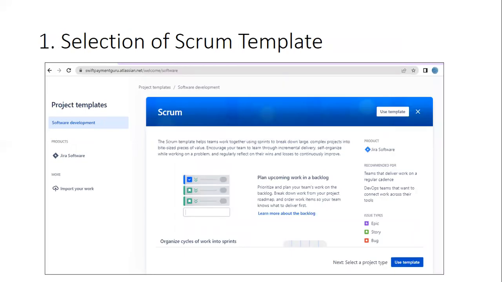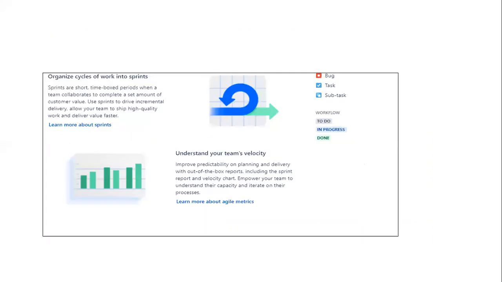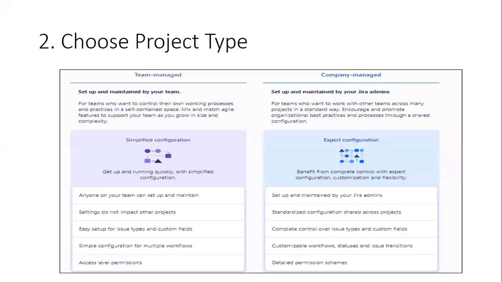I have selected Scrum, so that is how it would look. You can just open Atlassian over there and create your credentials if you are using the trial version, and then you will get this option. It will give you some knowledge about Scrum, and then you need to select the project type. To select the project type, there is expert configuration and simplified configuration. Depending upon how you want to take it up, you can select one.